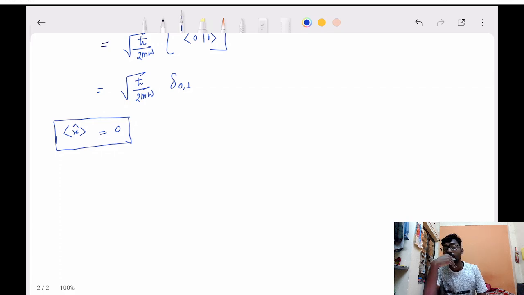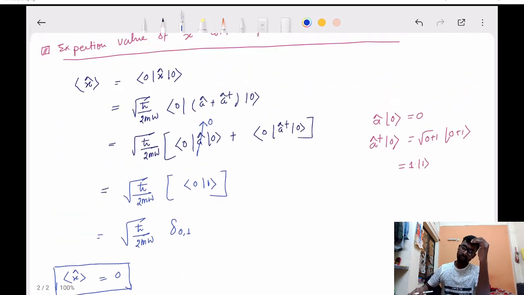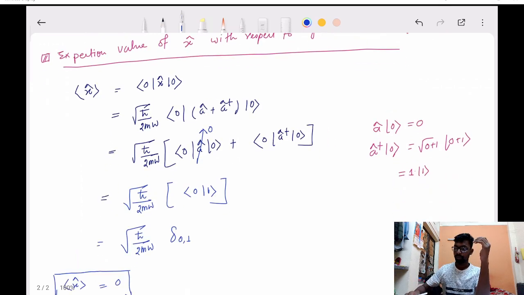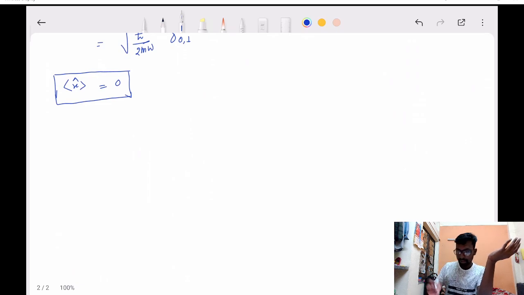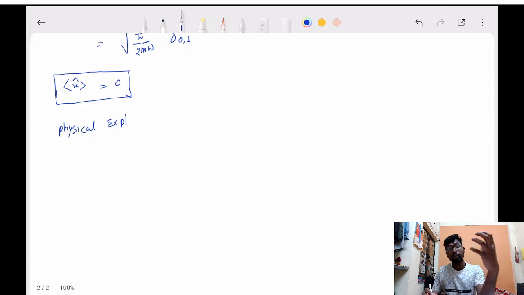Why? Can you tell? Without any calculations, without this lengthy mathematical form, we can easily say in a physical way that the expectation value of the position operator is 0. How can I say that? In physical expressions. Now we explain the physical explanation, which helps for competitive exam purposes or for your interview purposes.